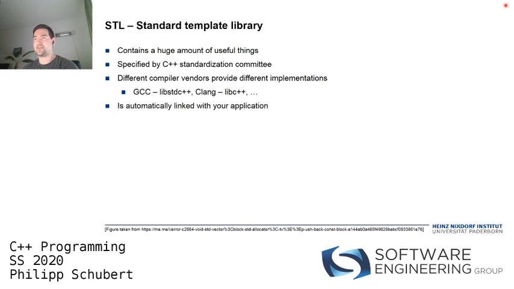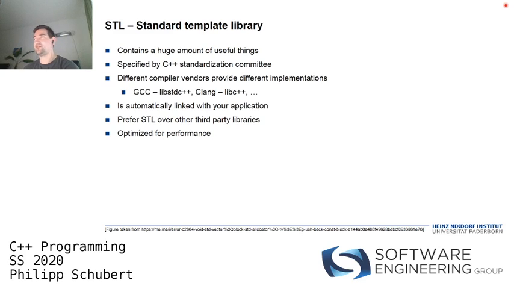And also the good thing about the STL is that it is automatically linked with your application. So if you write some C++ code, if you use some container types or whatnot, if it's not anyways all defined as a header file, it will automatically link against by the C++ compiler. So that's quite nice. You don't have to worry about anything really. If possible, try to prefer STL over some other third-party libraries.